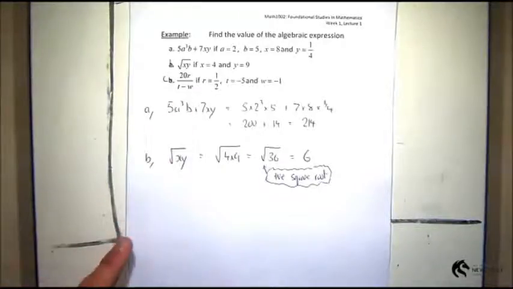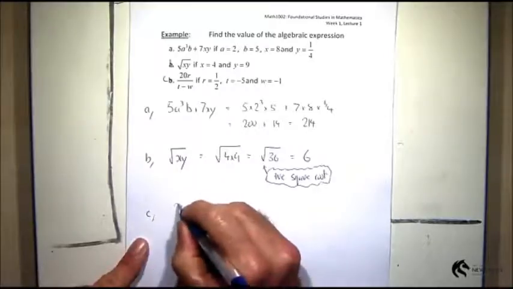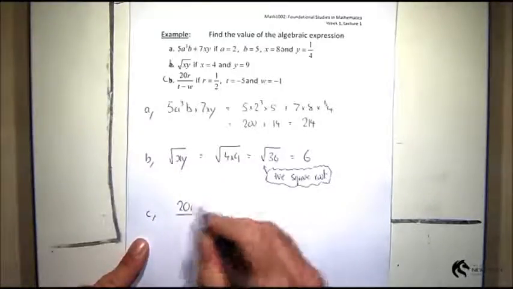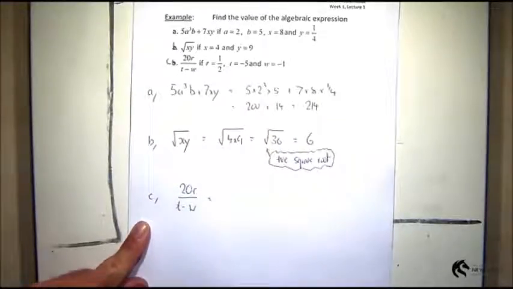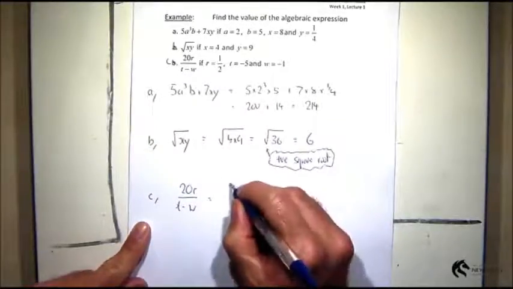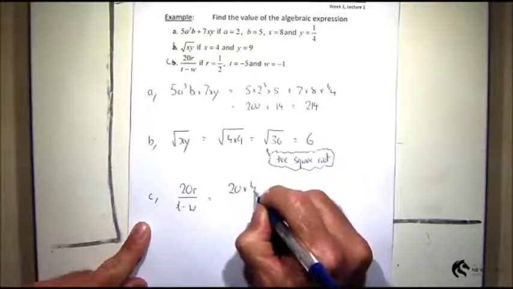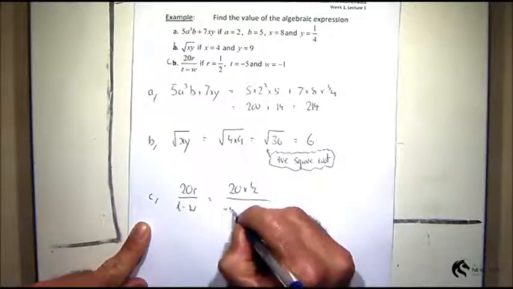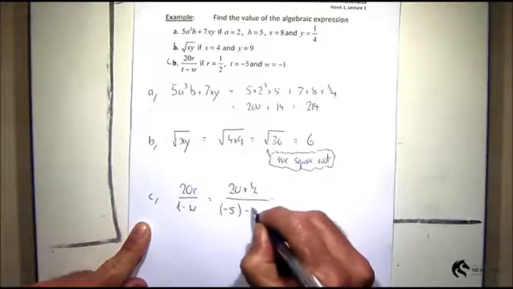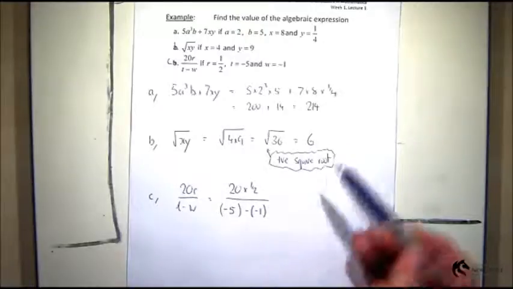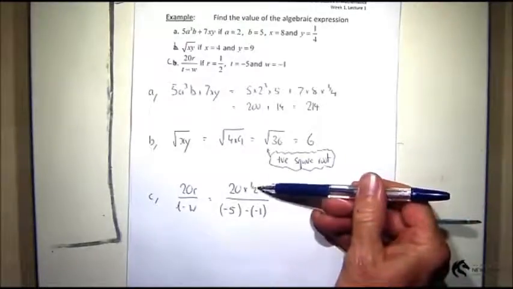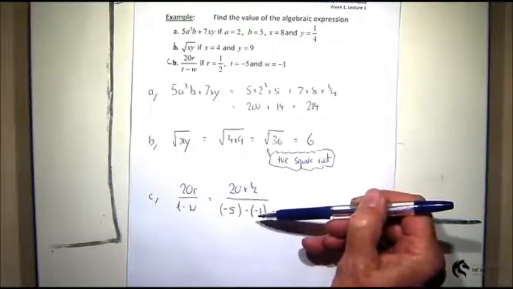And here's a more complicated expression. It's still an algebraic expression. It involves numbers and pronumerals, and it says evaluate this when r is a half. So this is 20 times a half. t is minus 5 and w is minus 1. So I've substituted in there, and our division line here acts like a grouping symbol. It says calculate the numerator, calculate the denominator, then do the division in here.